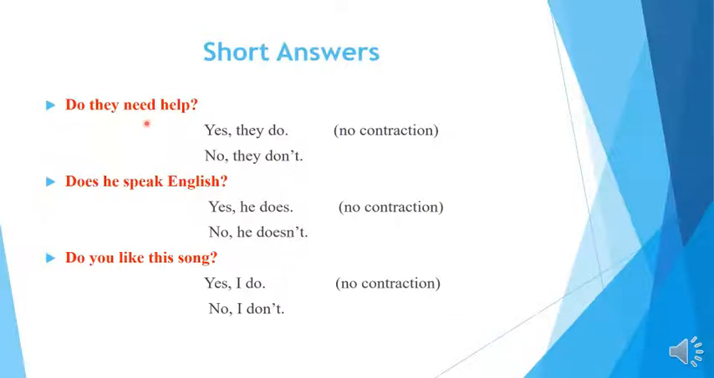Do they need help? Yes they do. Do they need help? No they don't. And remember, when it is positive, no contraction. Okay, right. Does he speak English? Yes he does. No contraction. Does he speak English? No he doesn't. Do you like this song? Yes I do. Do you like this song? No I don't. See how easy it is, right?